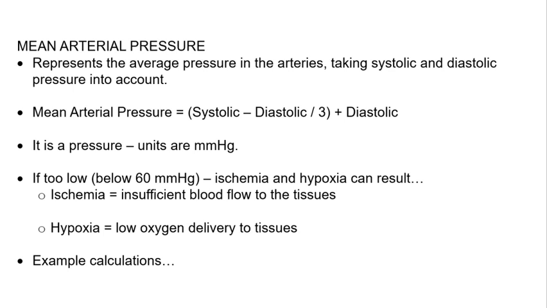If mean arterial blood pressure becomes too low, for instance below 60 millimeters of mercury, both ischemia and hypoxia can result. Ischemia is the term for insufficient blood flow to the tissues, which creates hypoxia, which is low oxygen delivery to those tissues. Next, we will explore some example calculations of mean arterial pressure.